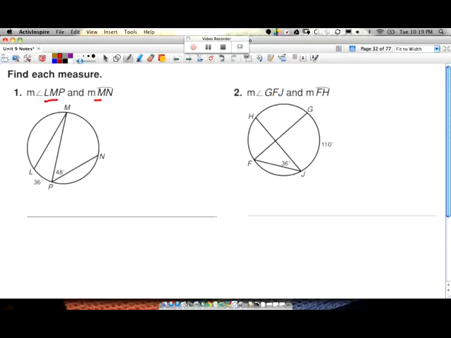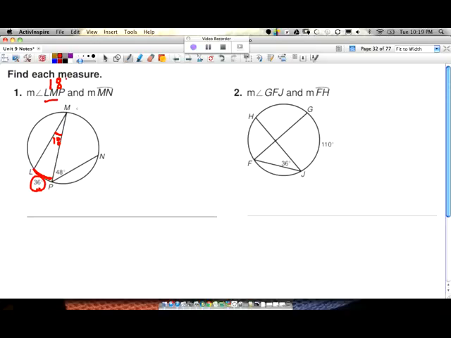Okay, so LMP and arc MN. So first let's talk about LMP. And let's do some color coding here just so we have some decent understanding of what we're doing. LMP is this angle, which is going to be half the arc because the arc is bigger. So if that's 36, that means this angle is 18. So LMP is 18 degrees.